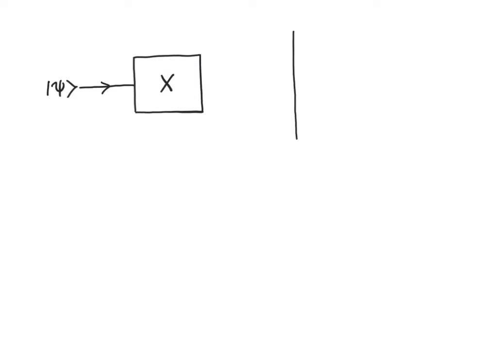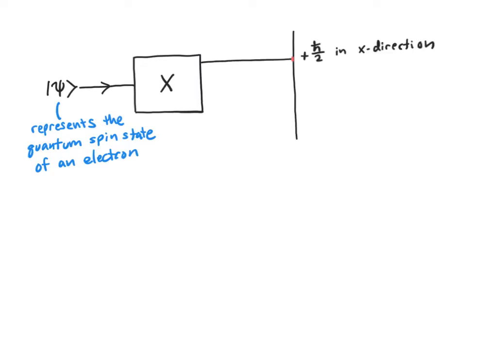Let's start with a good old Stern-Gerlach device as part of our measurement apparatus, where we're going to take some state, representing a particle, an electron. We're going to send it through our Stern-Gerlach device, and we're going to measure whether it is spin up or spin down along the orientation axis of our magnetic field.